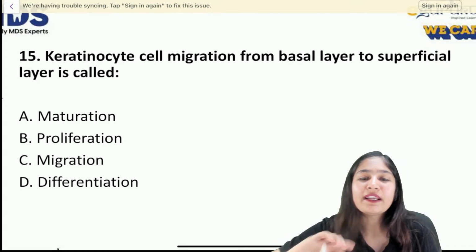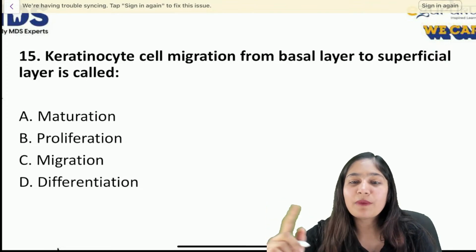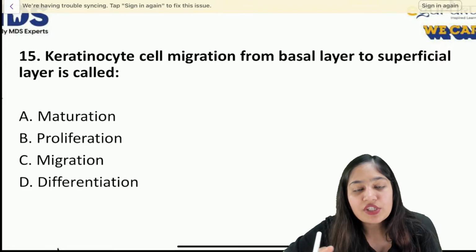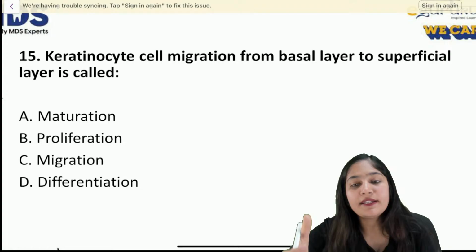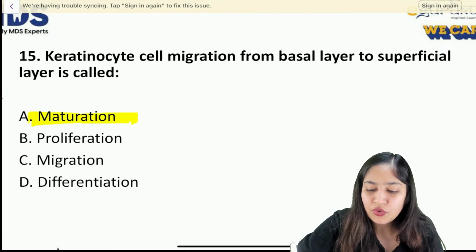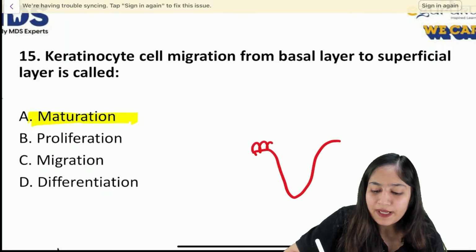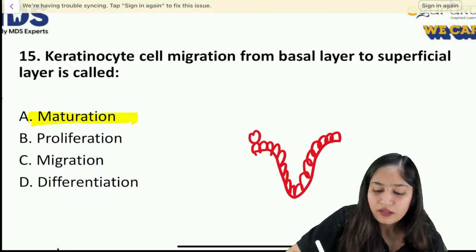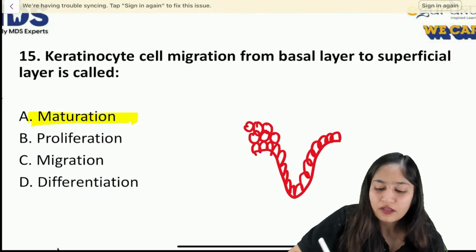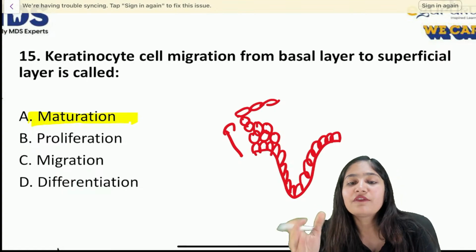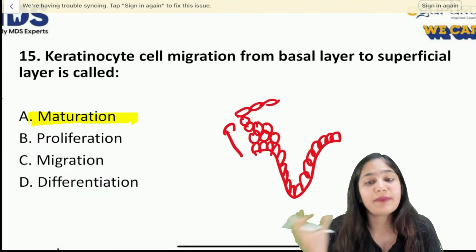Okay. So keratinocyte cell migration from the basal layer to the superficial layer is called what? Is it maturation, proliferation, migration, or differentiation? The correct answer is maturation. So usually cells migrate from the basal layer towards the superficial layer, right? This process of migration from the basal layer to the superficial layer is maturation.